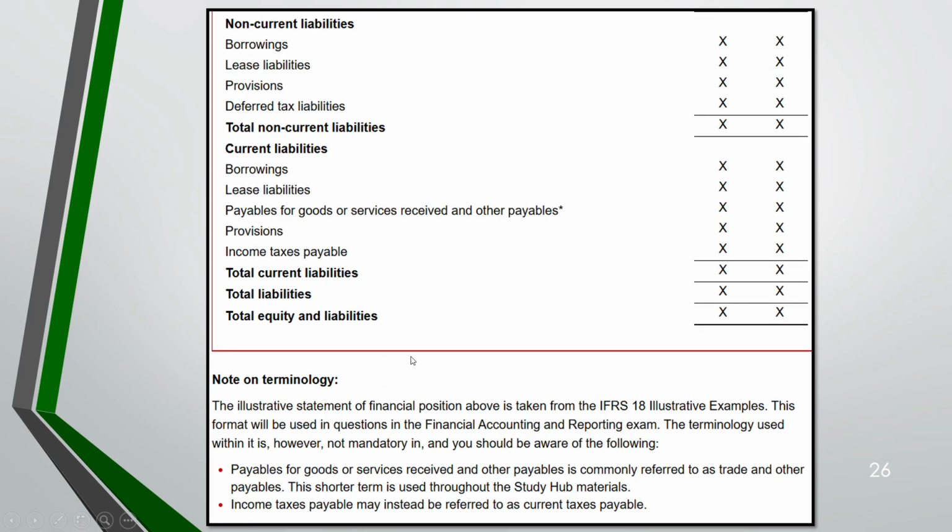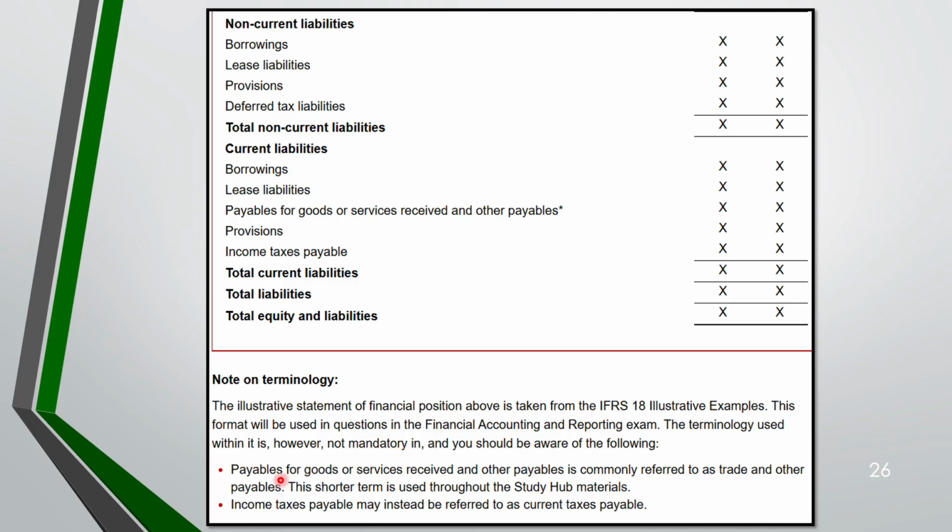Now, there is an asterisk mark here. As you can see here, we'll see why. That is a note on terminology that is used, okay? So now, the illustrative statement of financial position above is taken from the IFRS 18 illustrative examples. This format will be used in your questions, in your financial accounting, as well as your financial reporting. The terminology that is used is not mandatory, and you should be aware of the following.